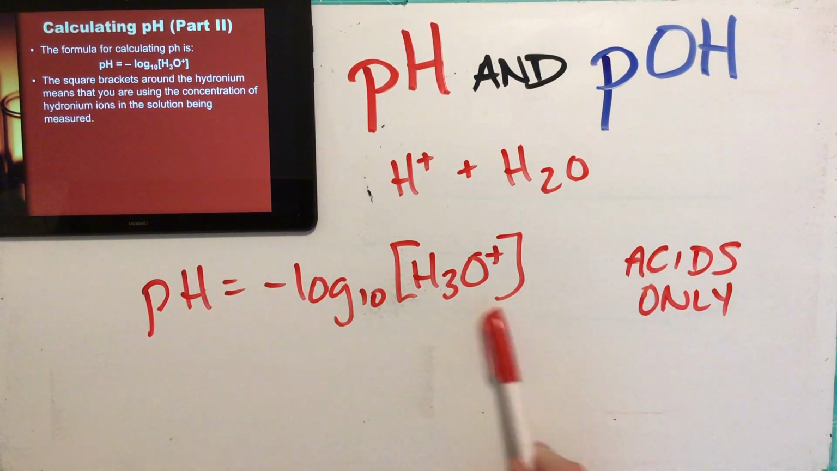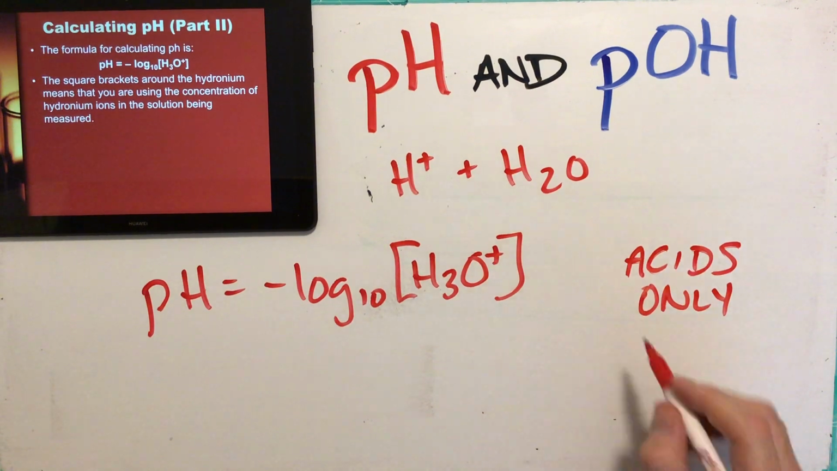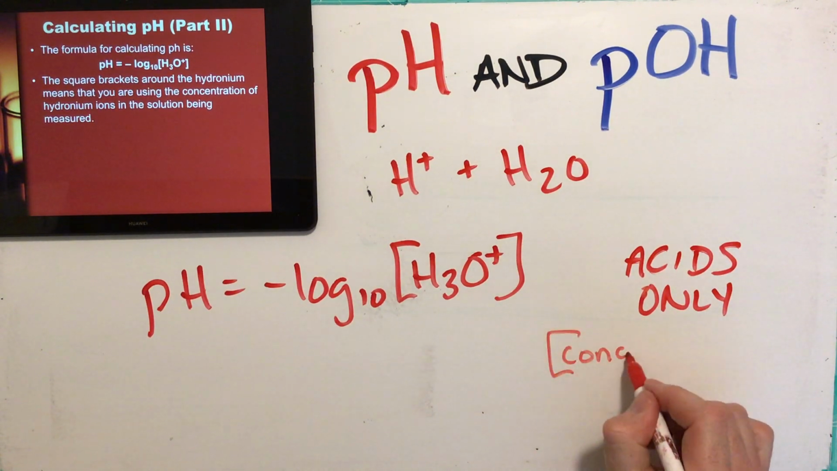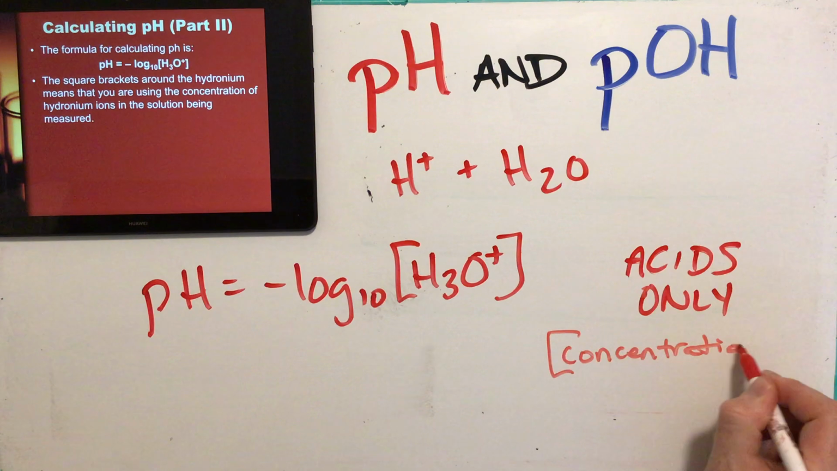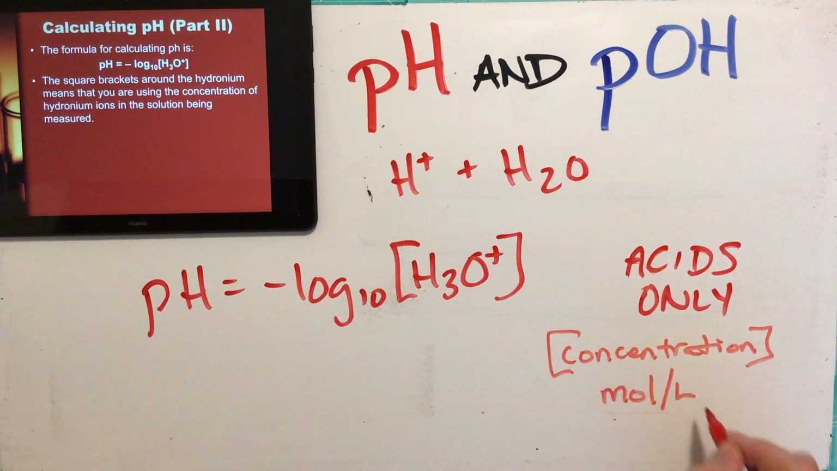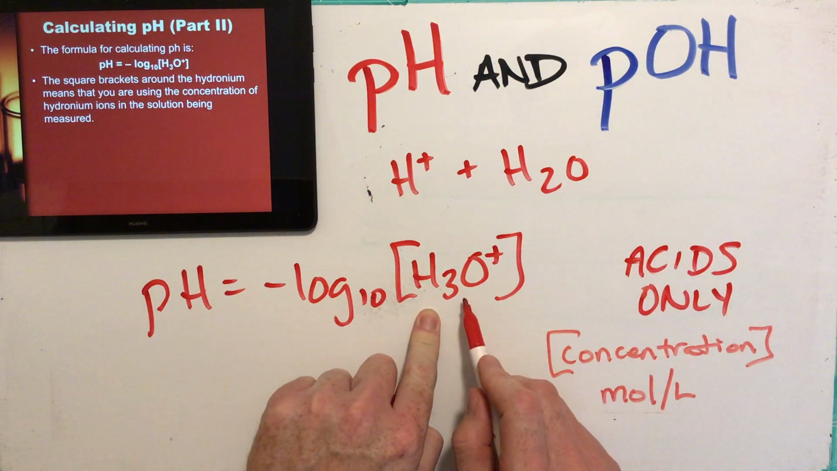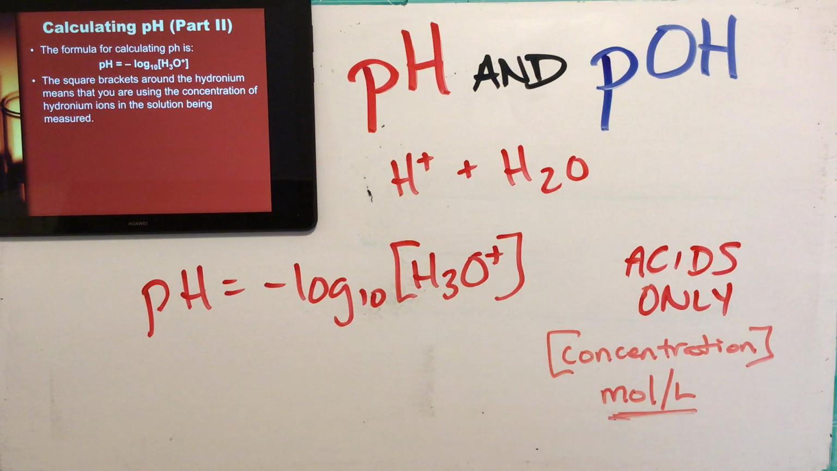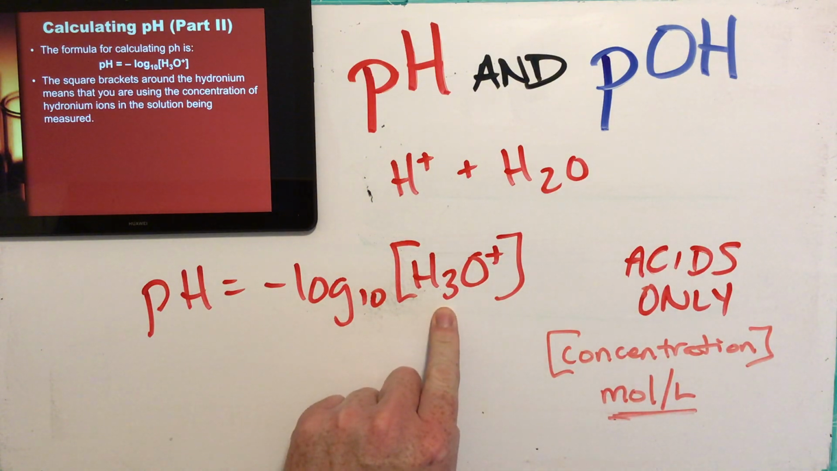The square brackets here mean concentration. So the square brackets means we're measuring the concentration. And the most common way to measure concentration is what? One of our earlier lectures. It is moles per liter. So whatever goes in here, which is the concentration of hydronium, it's going to be moles per liter of hydronium. All right? So my concentration in moles per liter of hydronium is going to go in that bracket right here.